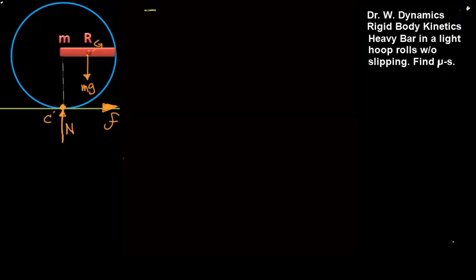So let's write that out. The sum of the moments about C will be I_C alpha plus m r_G cross a_C. And again, whatever we have here, we need to have there. Those two have to match. That's our way of remembering that.